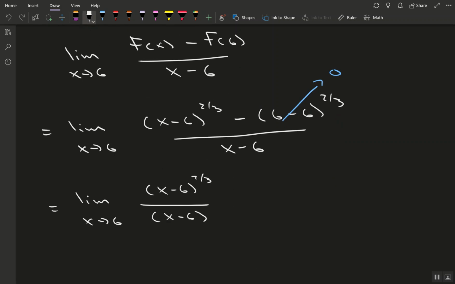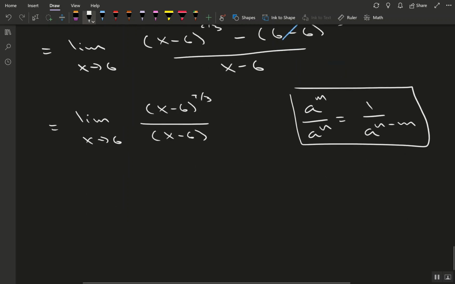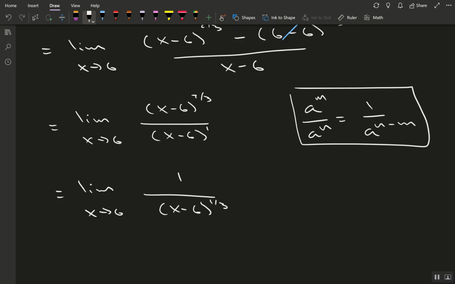over x minus 6. And from pre-calc, we know that we can write x to the m over x to the n, or, you know what, let's use letters here. So a to the m over a to the n is equal to 1 over a to the n minus m. So using that property from pre-calculus, there's a little power of 1 there. That's equal to the limit as x goes to 6 of 1 over (x minus 6) to the 1 minus 2/3, which is 1/3.